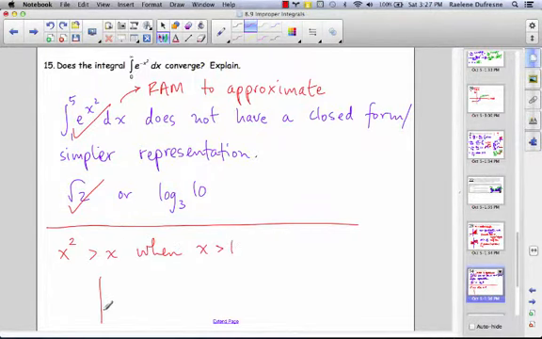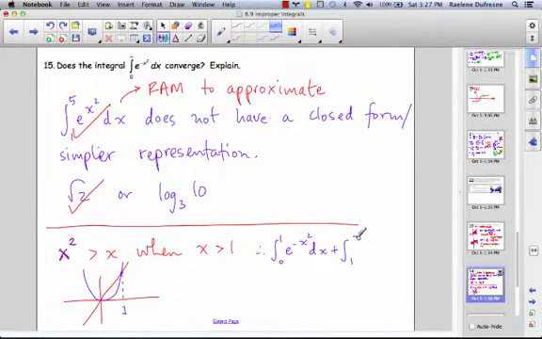We can just look at the functions y equals x and y equals x squared, and we can see that at x equal to 1, the two functions are at the same height, and then the parabola x squared heights are greater than x when x is greater than 1. So I'm going to be interested in taking my definite integral and breaking it up at x equal to 1. This first part is some finite value. It's a continuous function on a finite interval, so this is going to be some finite number.